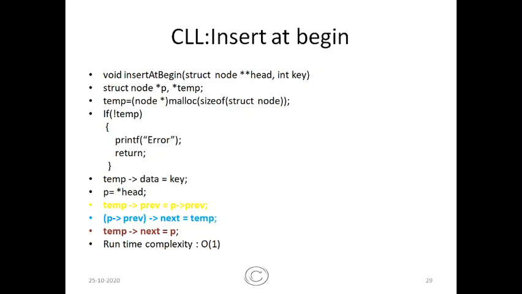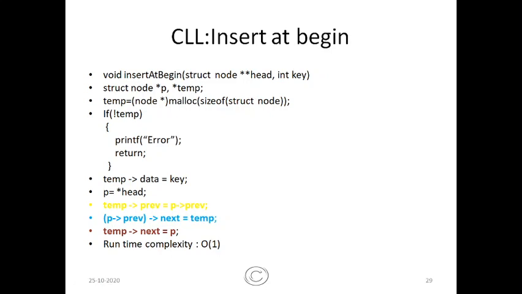Okay, so we have void insert begin, struct node star double star head, key. Now temp will be the new temporary node, so we allocate the space using the malloc function. Now we check whether temp has been properly allocated or not. Then temp data is equal to key, and the head address is given to P. Now we have executed the three statements we have already seen: temp previous is P previous, P previous next is temp, and temp next is P.